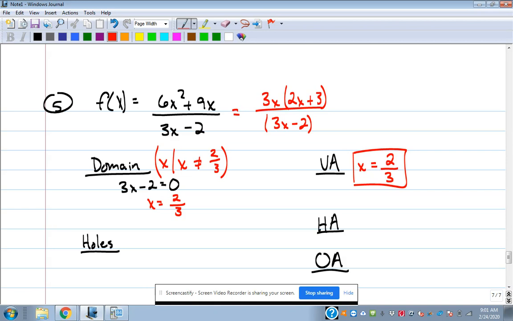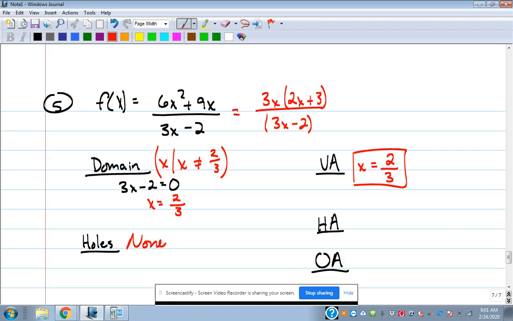Horizontal and obliques, we'll get that next. Since nothing canceled, what does that mean about the holes in the graph? There aren't any, right? No cancellation, no holes in the graph.